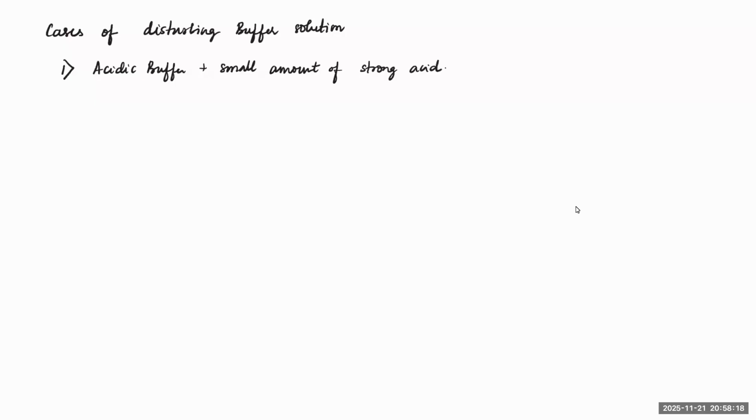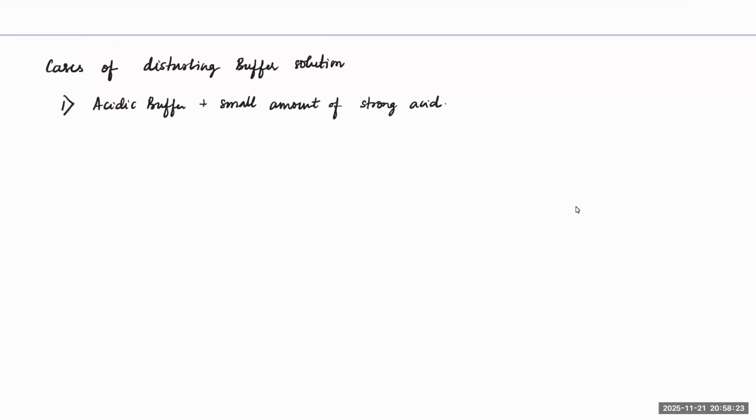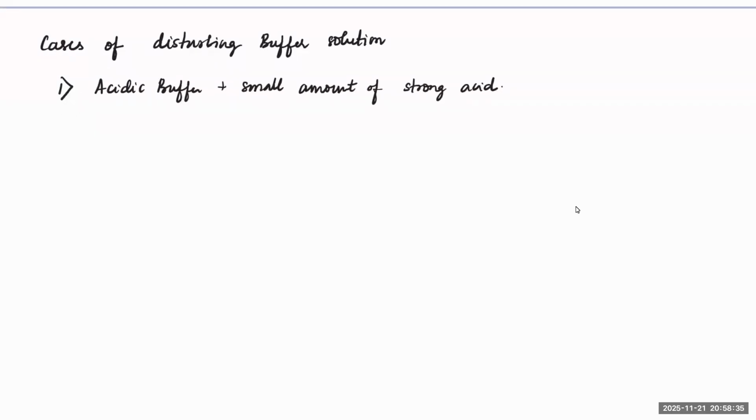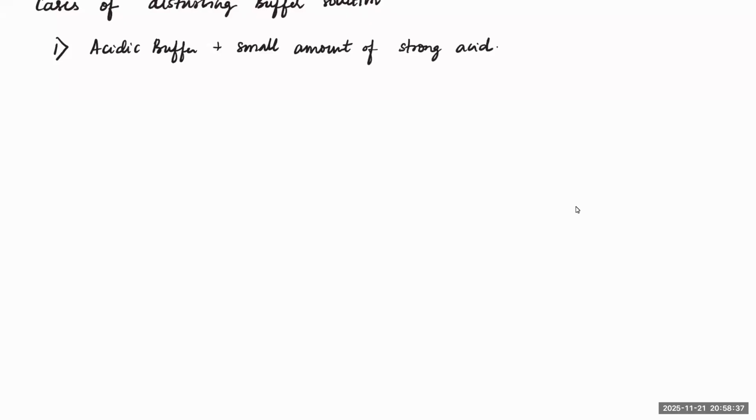The last thing we did was acid and basic buffer. And now let us understand how the buffer gets affected if you add some small amount of acid or small amount of base. Okay, either we add a strong acid or a strong base. So basically you have a buffer solution here. Let's say I have an acidic buffer here.